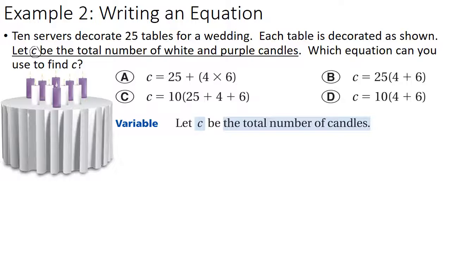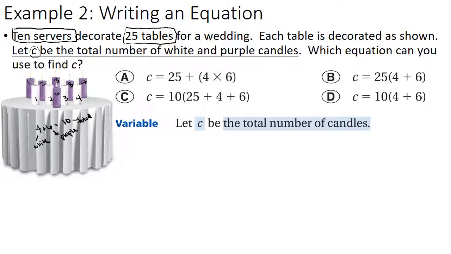Then as we're looking at this situation, we have a couple of things up here. We have the 10 servers. We know that there are 25 tables. We know that each table is decorated as shown, which means that there are 1, 2, 3, 4, 5, 6 purple candles and 1, 2, 3, 4 white candles. So we're looking for the total number of white and purple candles. So that is 4 plus 6, which is equal to 10. So we have 4 white and 6 purple for 10 total.